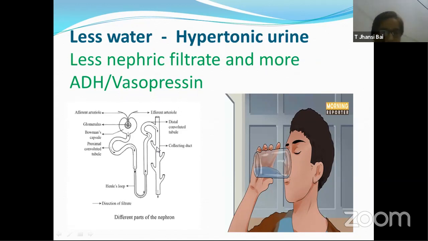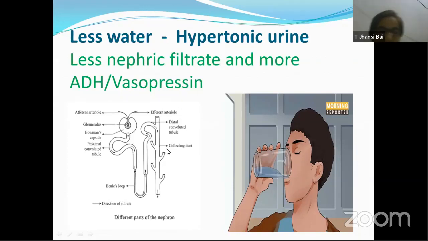Already water is less. You drank very little water. On top of that, our kidneys lose water in the form of urine, and then our body gets dehydrated. Dehydration is a very serious condition. So when you take less water, nephrons don't allow more water to go out. At that time, the distal convoluted tubule and collecting duct realize, oh, we should reabsorb water.